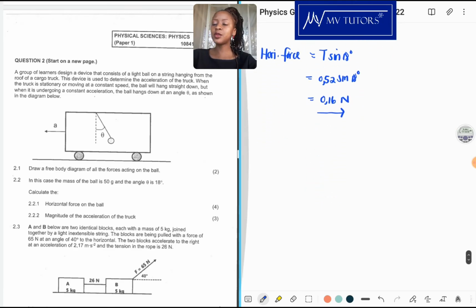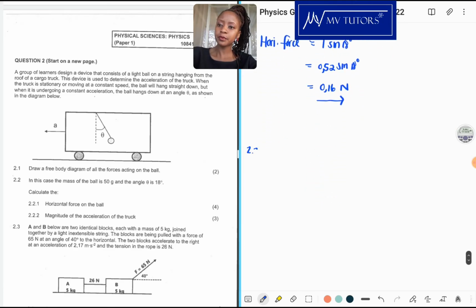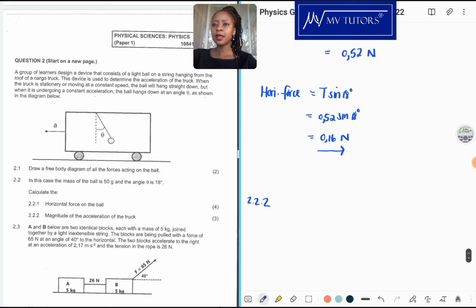Okay, now 2.2.2, they want us to calculate the magnitude of the acceleration on the track. So it is accelerating in the x direction, right? In the horizontal. We said it doesn't accelerate in the vertical, it only accelerates in the horizontal. So let us see.